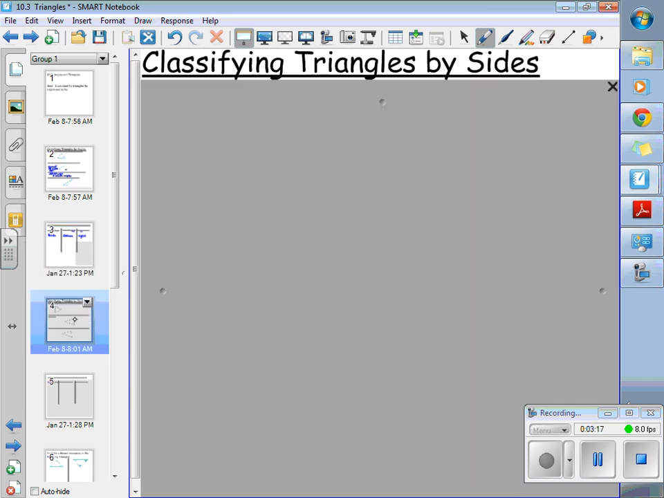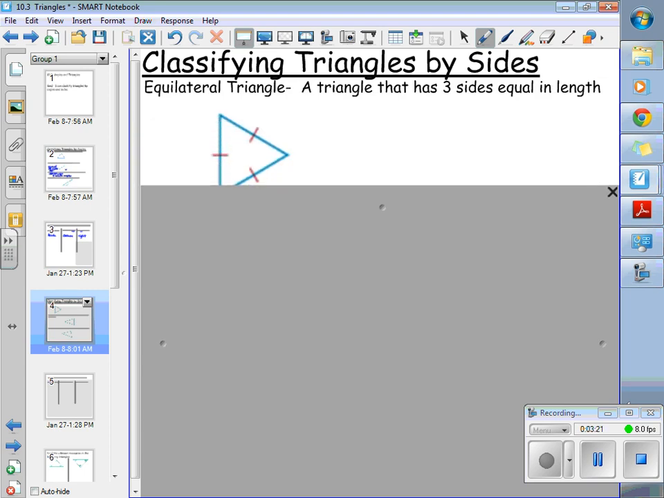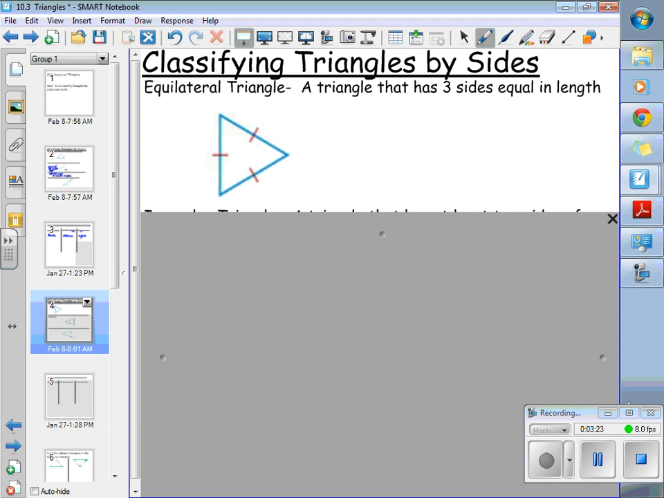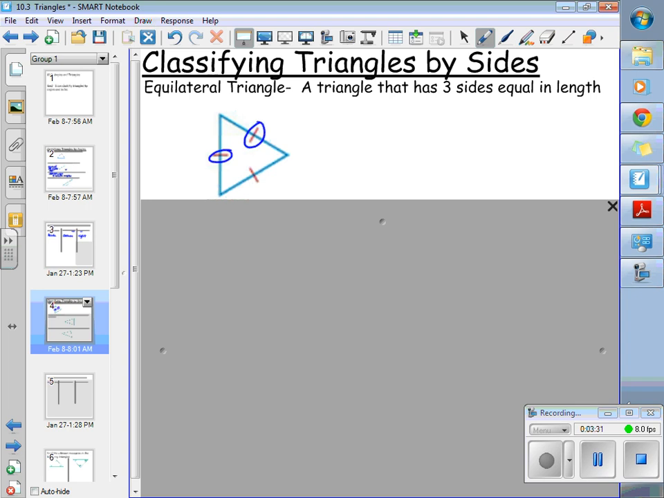Okay, next, classifying triangles by their sides. An equilateral triangle is a triangle that has 3 sides with equal lengths. And these marks here, those are equality side markings. They let us know that the sides are all equal in length.